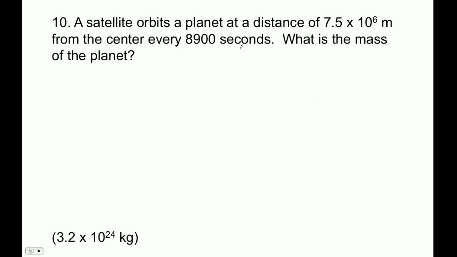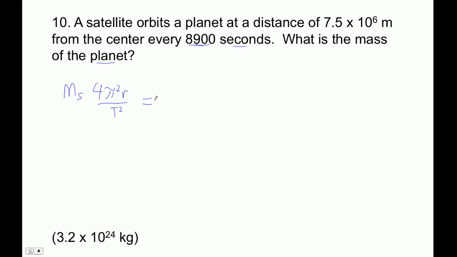Okay, so here we're trying to find the mass of the central body, right? But we're given the period instead of the velocity. So what we're going to do is set this up. We're going to go centripetal force, so satellite mass, and since we're given period, I'm going to use 4 pi squared r over T squared, right? This is my centripetal force.